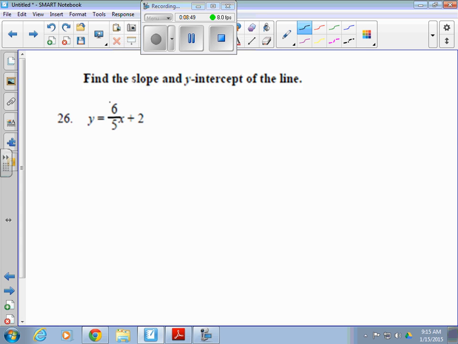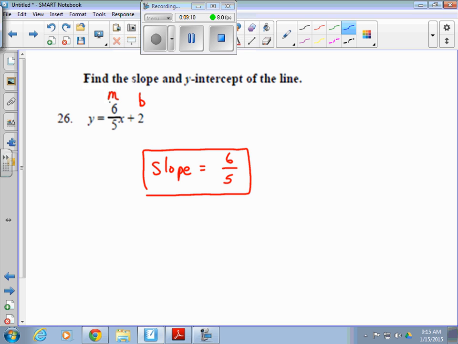Number 26 says find the slope and y-intercept. It's nice and neat. It is in slope-intercept form for us. Y equals mx plus b. It's already in that form. You can see it very easily. Your slope then, we know is our m value. Our slope is 6/5. Your y-intercept, we know that as our b value. Your y-intercept is positive 2.